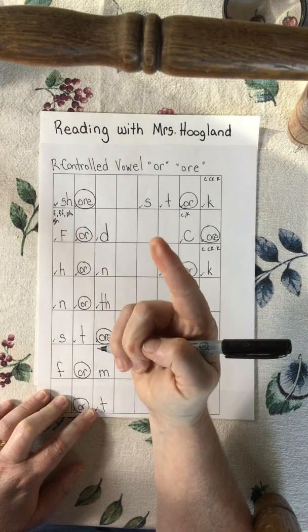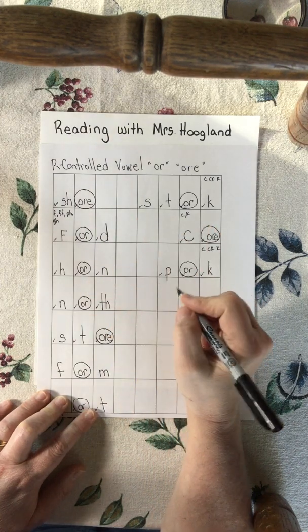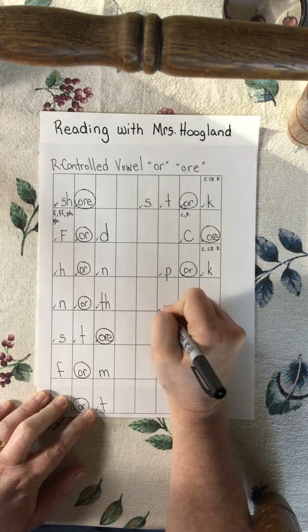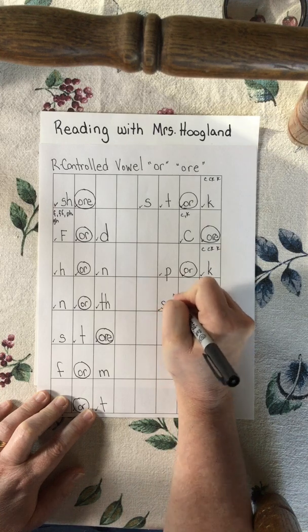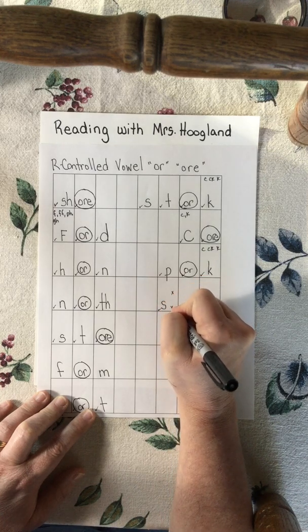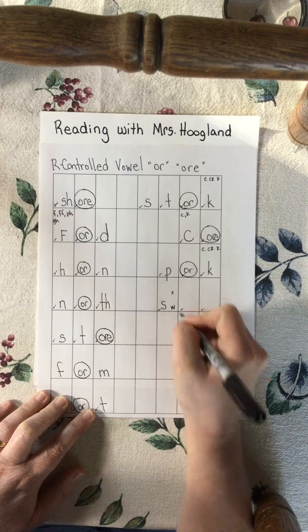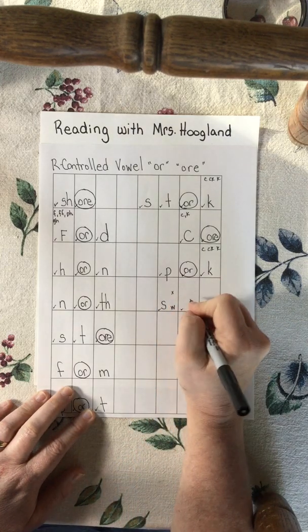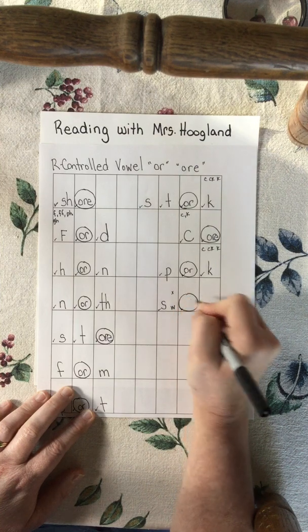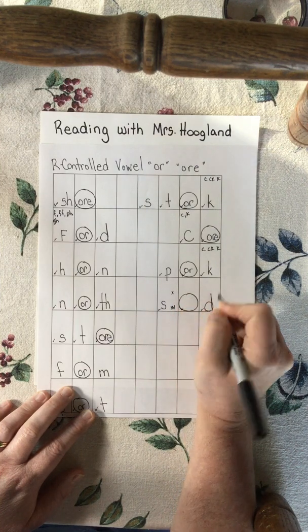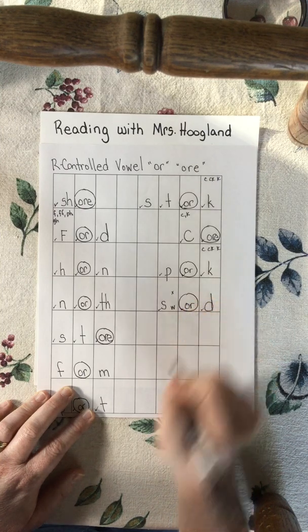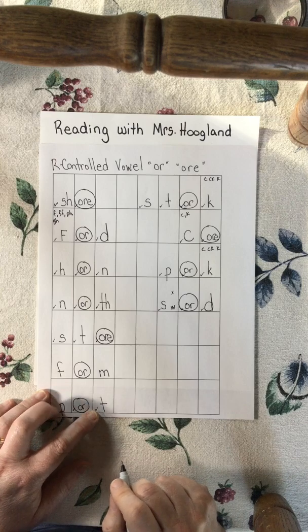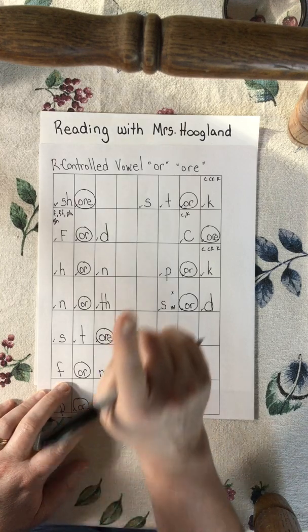Sword. Okay, 3 sounds. Now, we're going to put the S right here, but something that you do not hear is this W. We do not hear it, so we put an X over the top of it. It's silent. S, or, D. Sword.